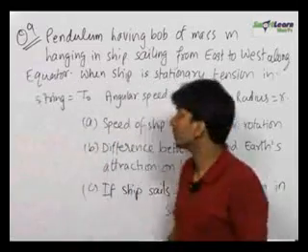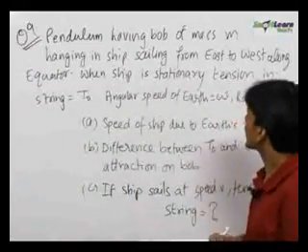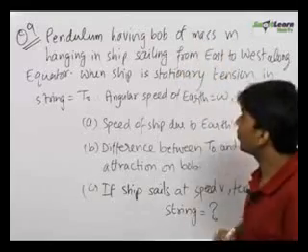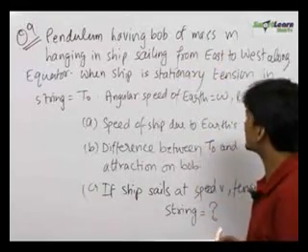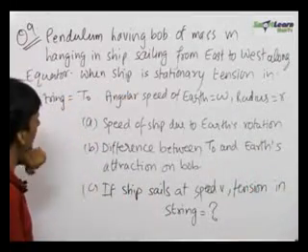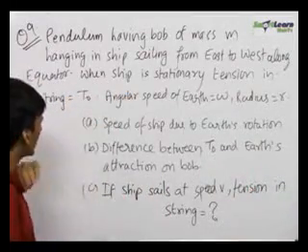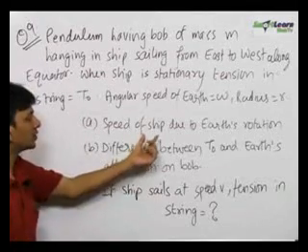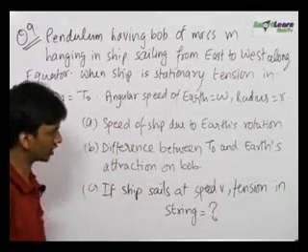In this question, we have a pendulum with a bob of mass m hanging in a ship sailing from east to west along the equator. When the ship is stationary, the tension in the string is T naught. Angular speed and the radius of the earth is given. We need to first find out the speed of ship due to earth's rotation.